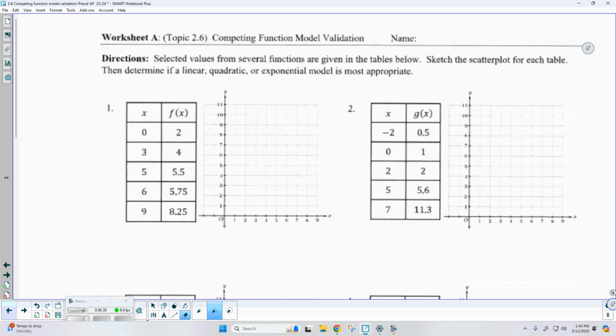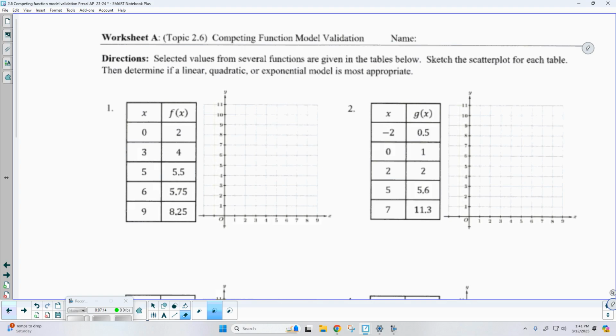Okay, so number 2, selected values from several functions are given in the tables below. Sketch the scatter plot for each table, then determine if a linear, quadratic, or an exponential model is most appropriate. If we believe that the data set is linear, then we should see a roughly constant rate of change. Remember, I said roughly, it's not going to be perfect. If we think it's quadratic, then we should be able to see some type of symmetry. The y values are going to increase first and then decrease, or they'll decrease and then increase. If we think it's exponential, then there might be some kind of change based on multiplication. And we just talked about that. We're looking at something to change proportionally.